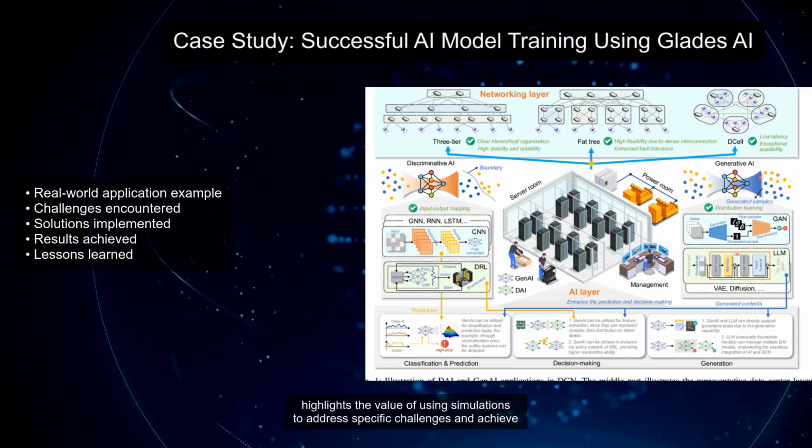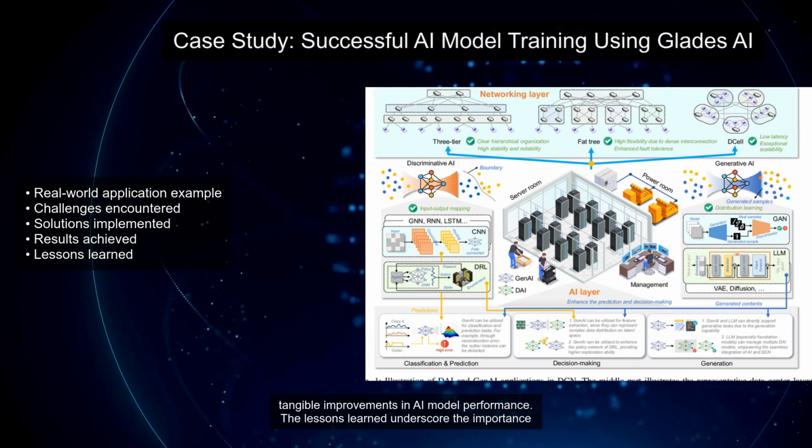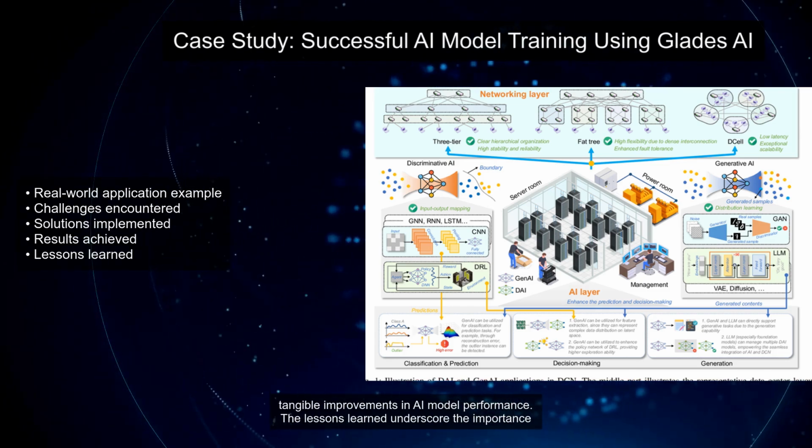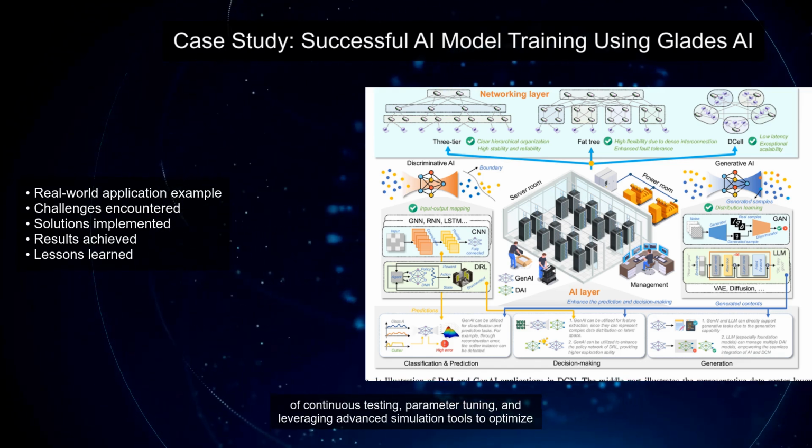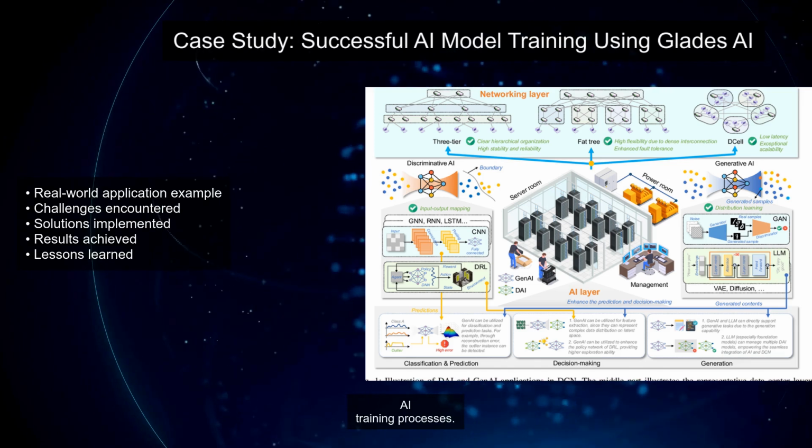This case study highlights the value of using simulations to address specific challenges and achieve tangible improvements in AI model performance. The lessons learned underscore the importance of continuous testing, parameter tuning, and leveraging advanced simulation tools to optimize AI training processes.